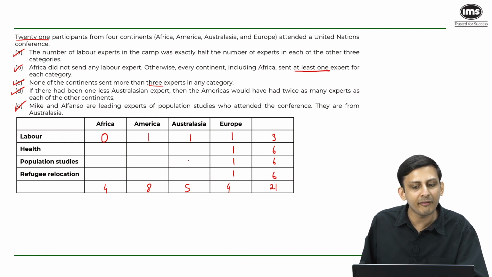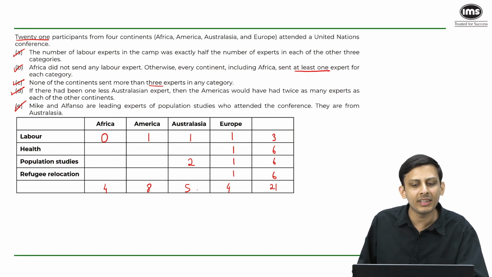Now if we explore 3, that if we have 3 people here, the problem will be that we have 2 other values in this column for Australasia. Both of these 2 values will be at least 1. But then the total will become more than 5. Because here already we have 3 and 1, which is 4. And the other 2 values will be at least 1. So the total will become at least 6, which is inconsistent because here we have exactly 5. And therefore, we cannot have 3 population studies experts from Australasia. So it will have to be exactly 2. Mike and Alfonso will have to be the only 2 population studies experts from Australasia.